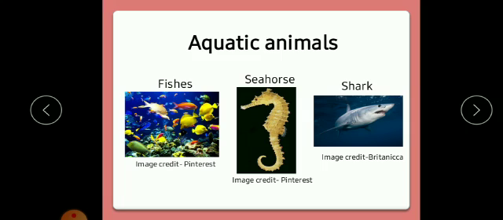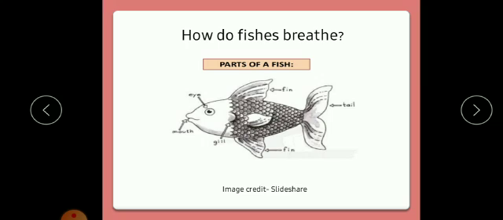Now, you must be thinking, fishes do not have nose like us. So, how do they breathe? Let's see. Dear children, here you can see parts of a fish. That is, different body parts like mouth, eyes, fins, tail and gills. Children, fishes breathe with the help of gills.